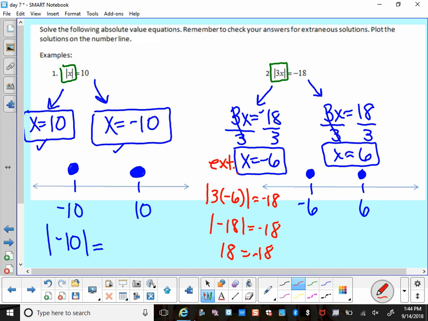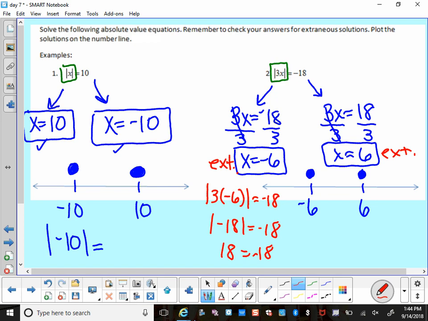So this one, we can just write EXT for extraneous. The second solution, does that one work? 3 times 6 is positive 18. No, it doesn't work either. They're both extraneous. That's all you have to do though. That just means that we did all the work right, and we got to the end and it didn't work.